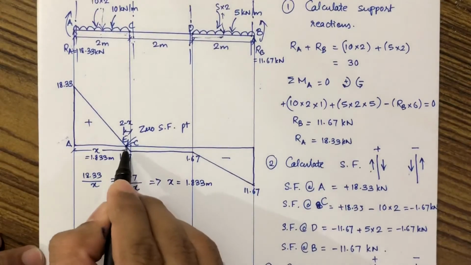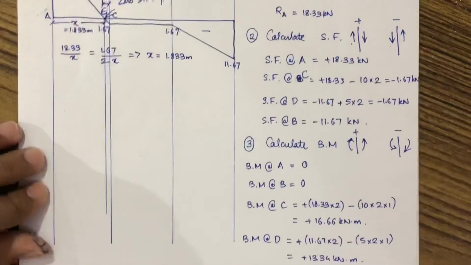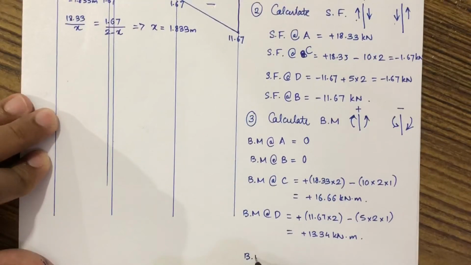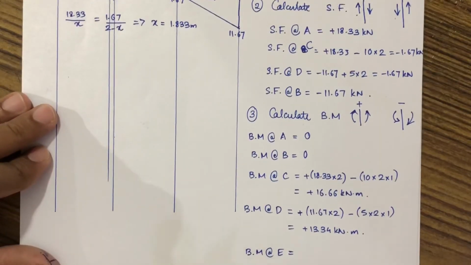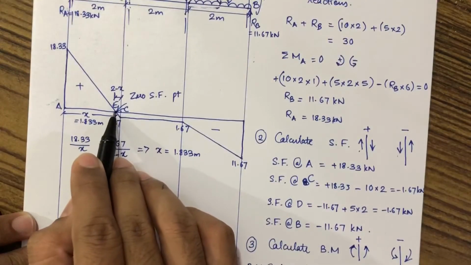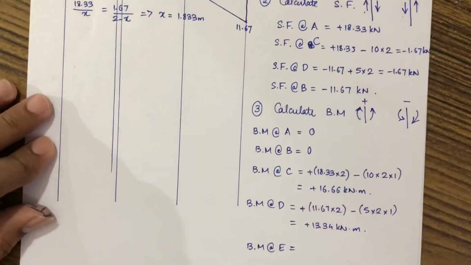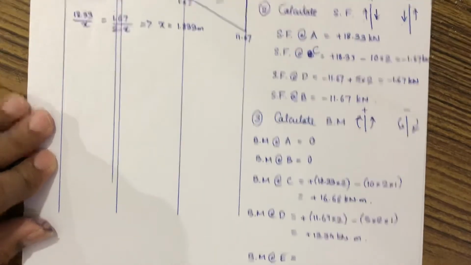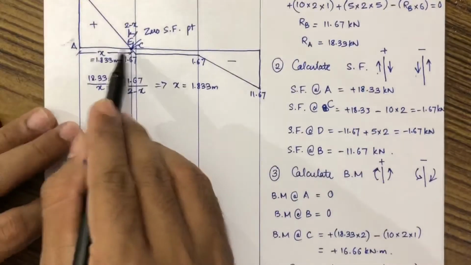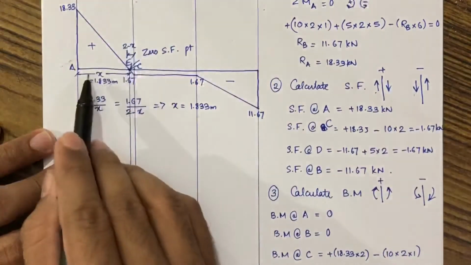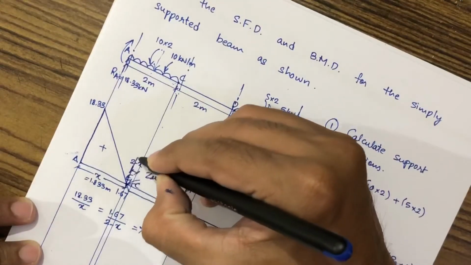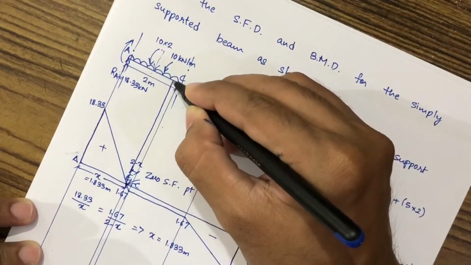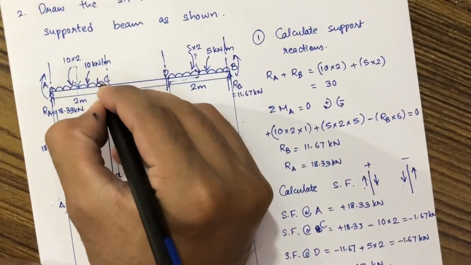So we need to calculate the bending moment at this point E. Now keep in mind that it will be the maximum bending moment because shear force is 0 over here. Wherever shear force is 0, bending moment will be maximum. Okay. So let us calculate at this point E, as this is the force RA. We will just project it upwards. So this is the point E.